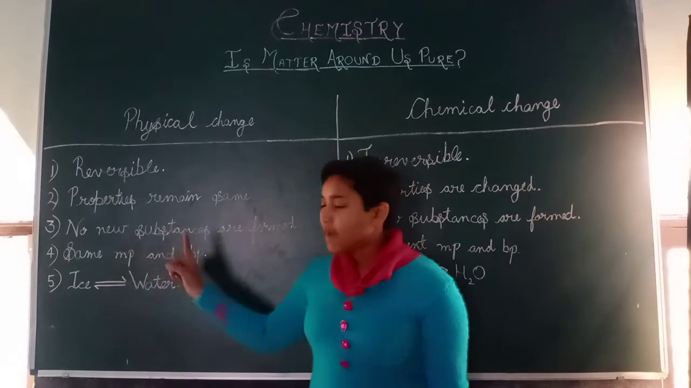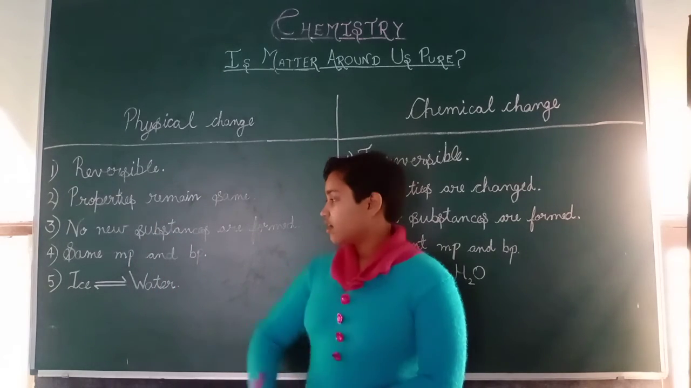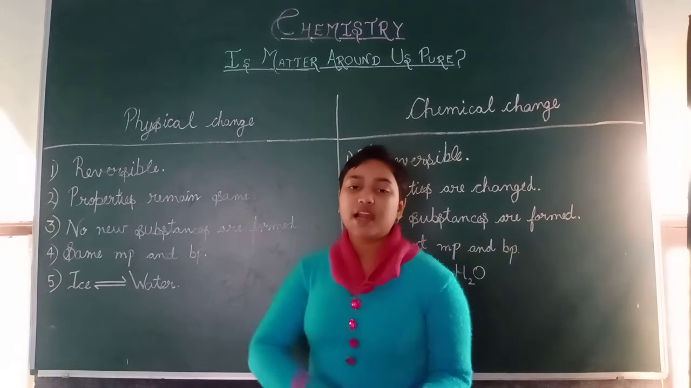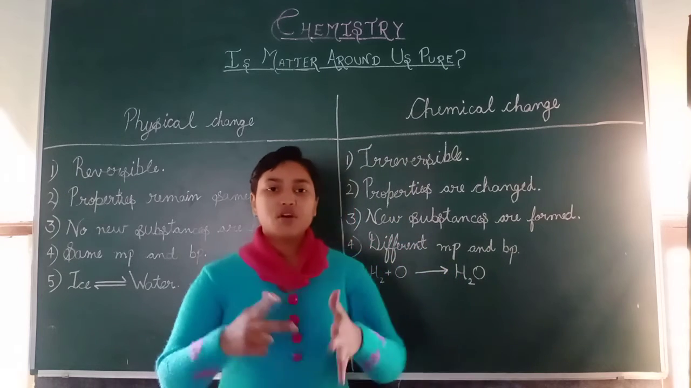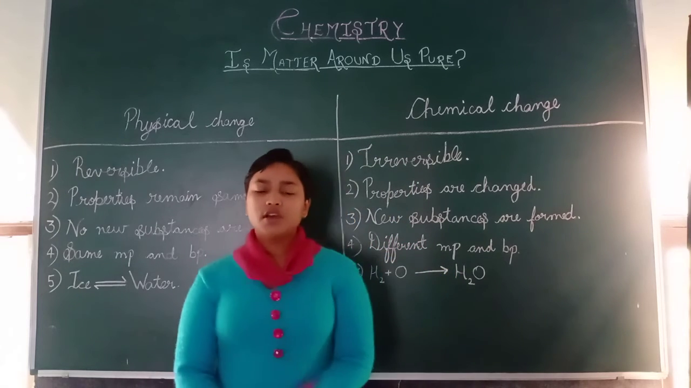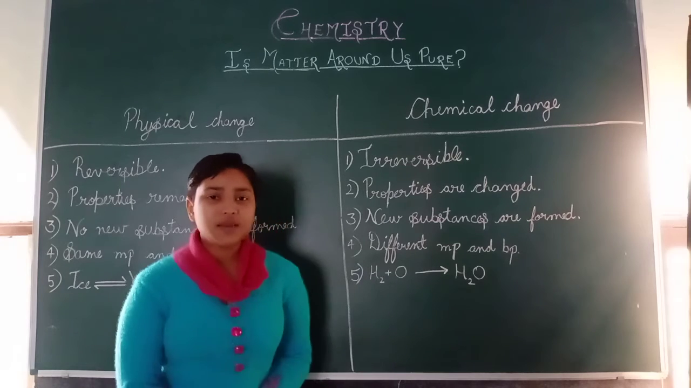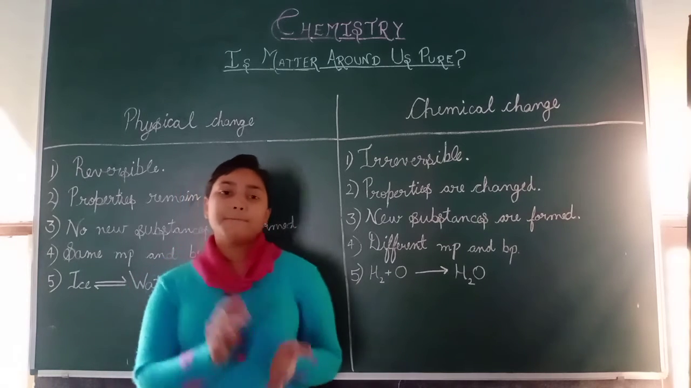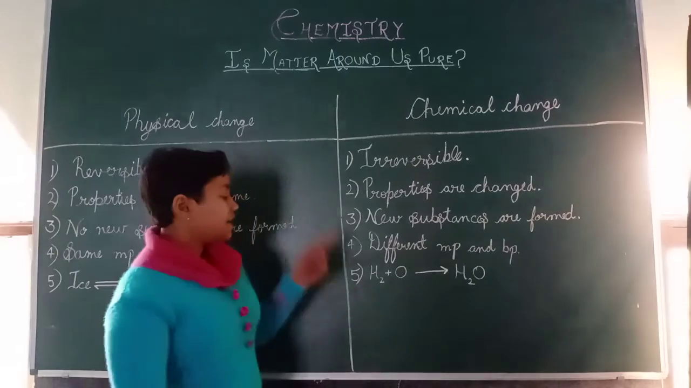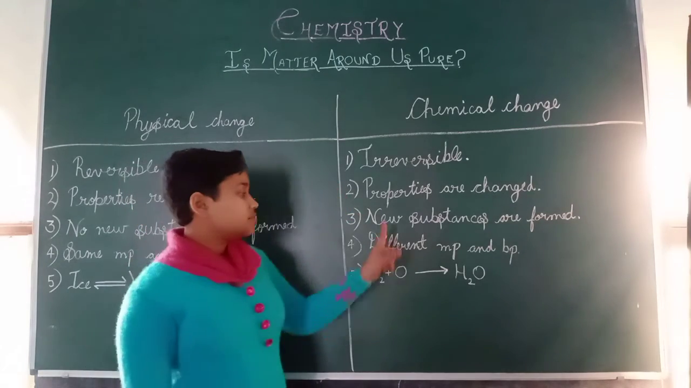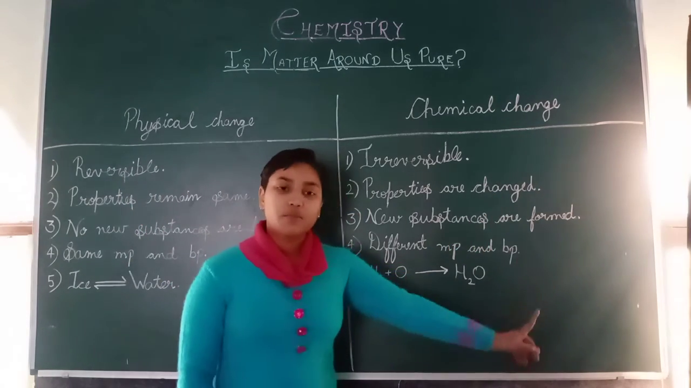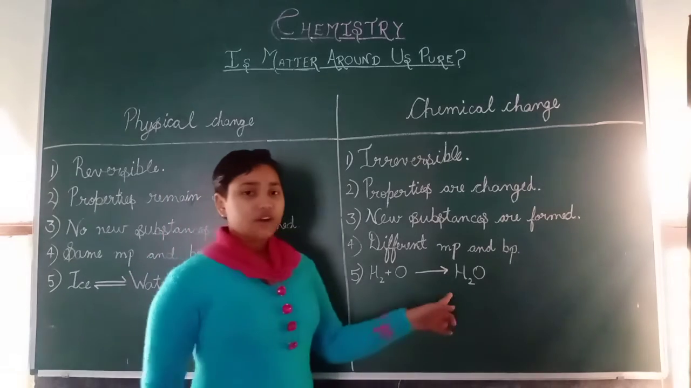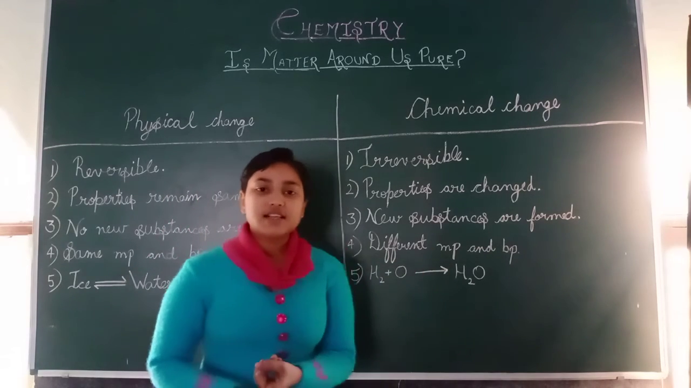Now, the same melting point and boiling point. Water and ice have the same melting point and boiling point because no new substance is formed. So properties also remain the same. There is no difference in melting and boiling point. But in chemical change, there is a difference in melting point and boiling point. The boiling point of water is 100 degrees Celsius.